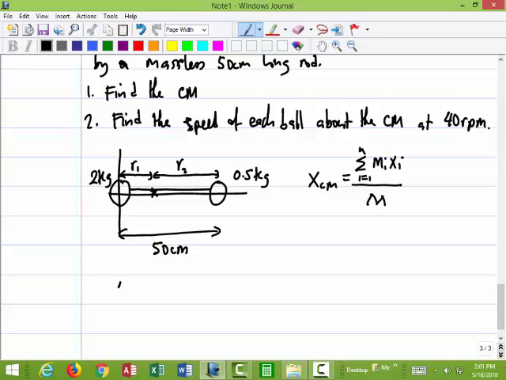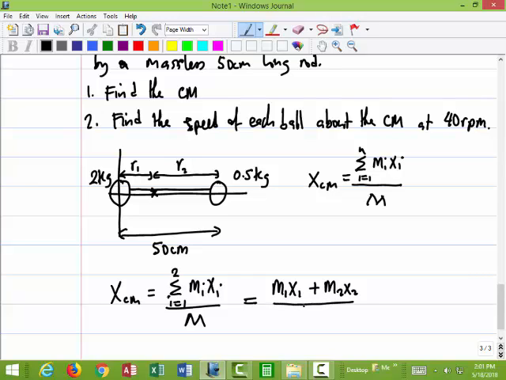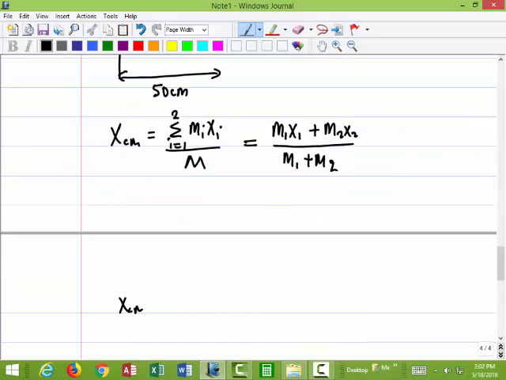So we can say that X center of mass is equal to the sum as i goes from 1 to 2 of m_i x_i, divided by the total mass M. And so this can be written as (m1 plus m2 x2) divided by the total mass, which is 2.5 kilograms. Let's write it out explicitly first. X center of mass can be written as m1 is your first mass.